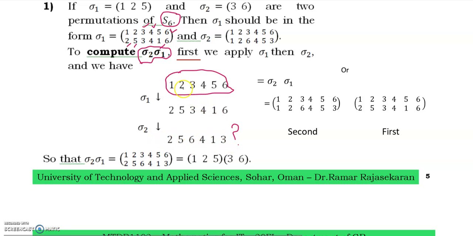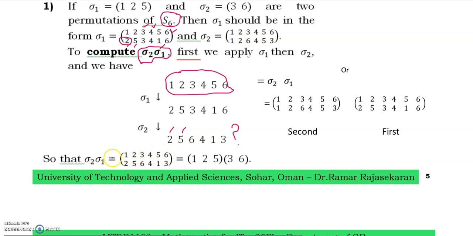Very simple. You see here, in sigma 1, 1 goes to 2. Then you see this 2 in sigma 2. Where is it going? 2 goes to 2. That's why I'm writing 2. You check one more: 2 goes to 5, and this 5 goes to 5. So you write 5. Understand? In a similar way you can write the rest. Then you write the answer.